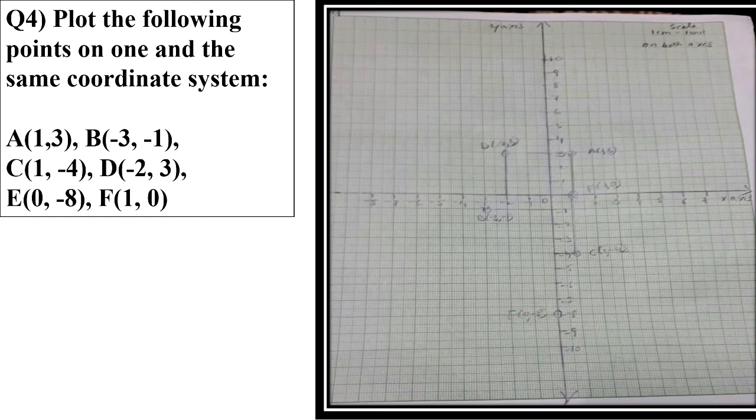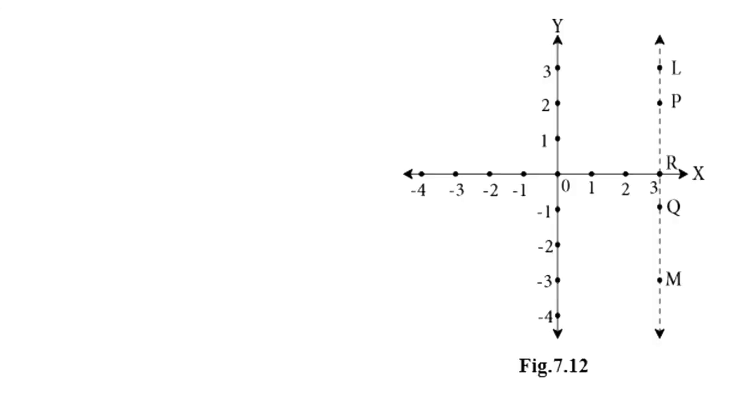Point F is given 1 and 0. It means the x coordinate is 1, y coordinate is 0. It means it will lie on the x-axis because the y coordinate is 0. So 1 is a positive number. It will lie to the right side of the 0. Understood? Now student, we'll move to question number 5.